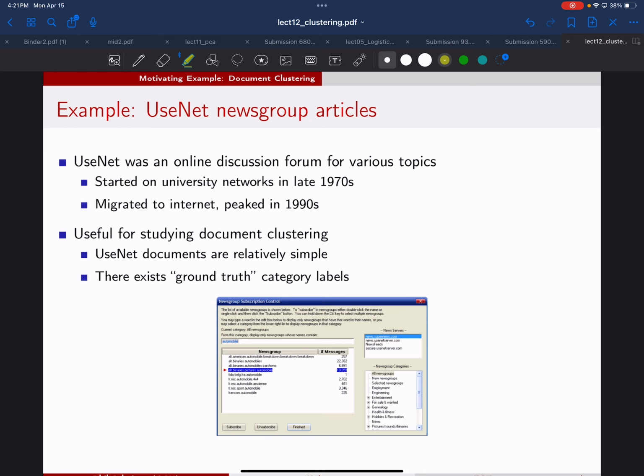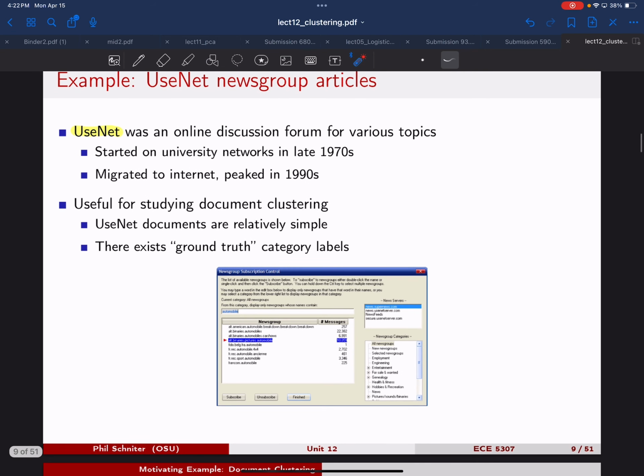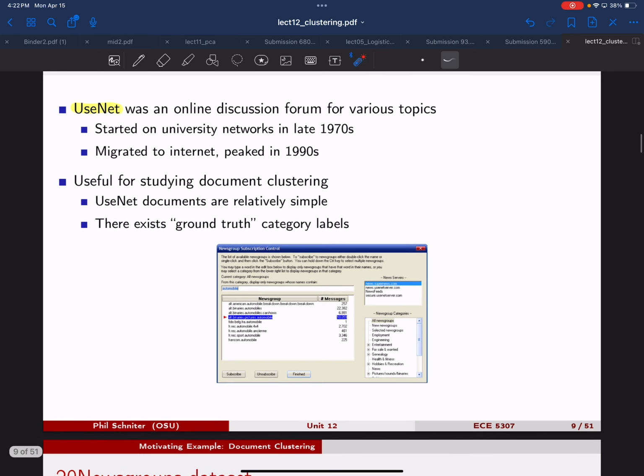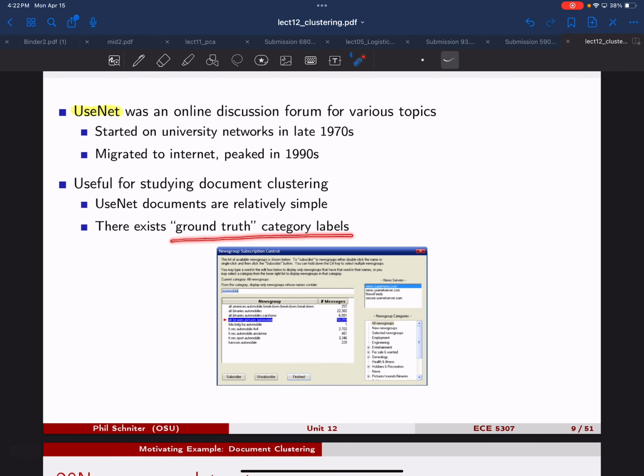For our demo, we're going to use these Usenet articles. Usenet is a really old online discussion forum, started in the late 70s and peaked in the 90s. The reason it's nice for machine learning classes is that the documents are pretty simple, pretty short, and there are not that many of them. Also, there exist ground truth category labels or classes. So when we try to predict these labels ourselves, we can compare them to the truth and see whether we did that well or not.